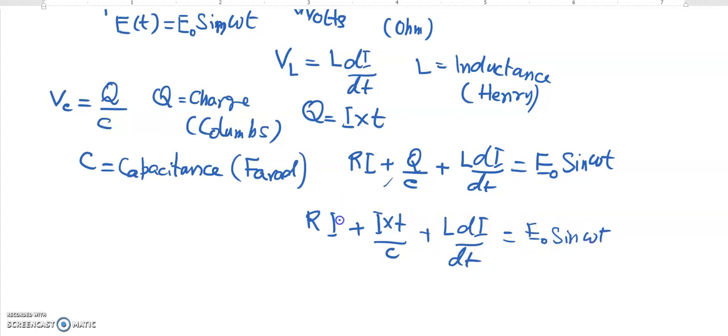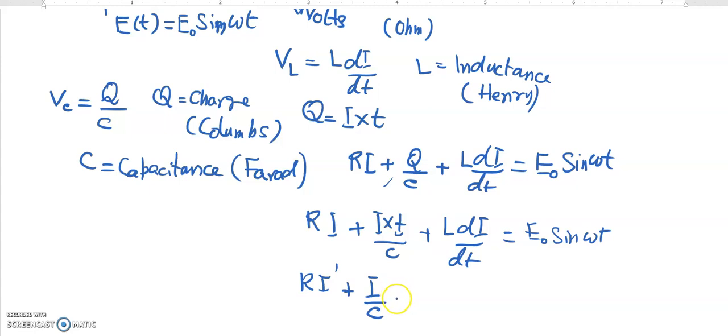If we differentiate this equation with respect to t, if you take the derivative of this equation, then this will be Ri prime, and then this term will be I over C, because the derivative of t will be 1.